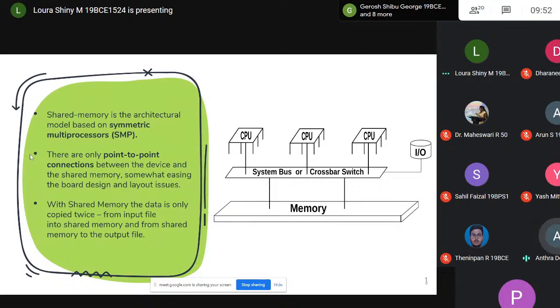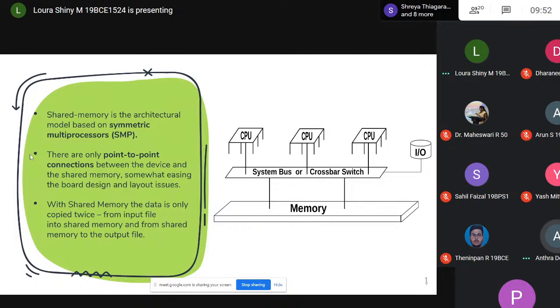There are only point-to-point connections between the devices and the shared memory, somewhat easing the board design and layout issues. If we try to understand this with a real-life example, consider an office meeting where people are presenting and using the whiteboard. All of the people who are presenting will use the whiteboard. So the whiteboard is like the shared memory, and the people are like the processors using it.